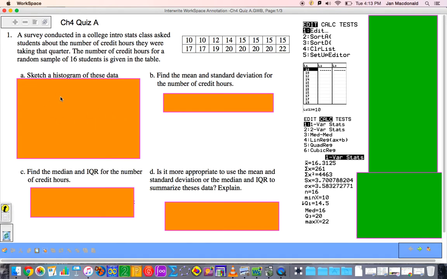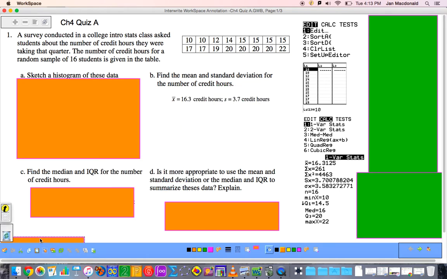I'm going to hold off on part A. I'm going to go back to that in a moment. Let's take a look at part B. Find the mean and standard deviation for number of credit hours. Well, again, our mean is the X bar. So our mean is 16.3125 credit hours, and our standard deviation is 3.7, roughly, credit hours. And here you go. You in fact see that those are the 2 correct answers. The standard deviation is the spread about the mean. We'll talk more about that as we progress further into this class.